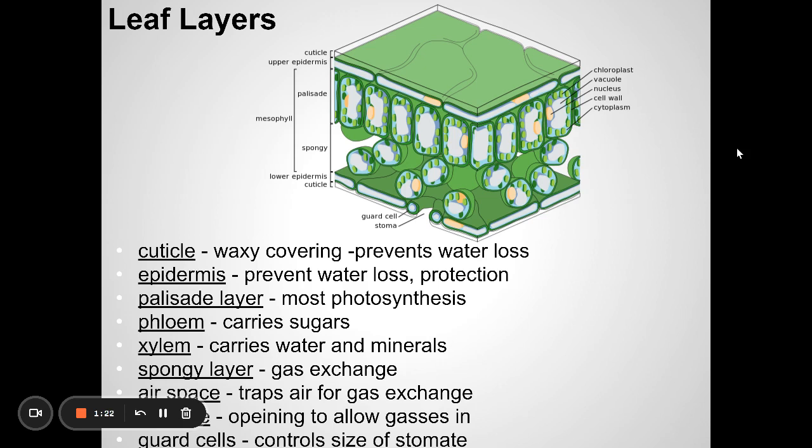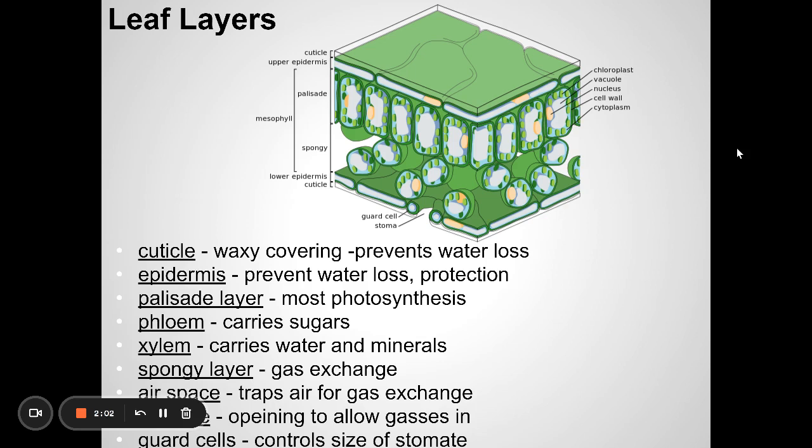Also, running through the leaf and through the stems and the woody parts of plants, there's what we call vascular tissue. We have blood vessels that carry blood around our body, arteries, veins, capillaries. Well, plants actually have their own tubes that carry materials around the plant. So when a plant absorbs water through its roots, somehow that water needs to get to the leaves and other parts of the plant. It does that by going through these tubes.